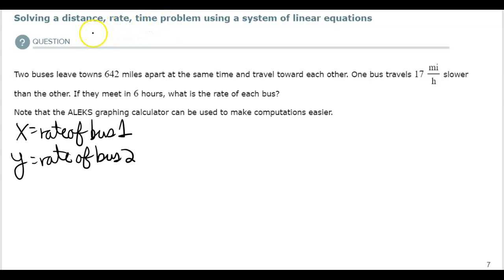So they're 642 miles apart, and if each of them traveled 6 hours, they would eventually get there because they'd meet in 6 hours. So we can set up this equation. So that's our first equation, and then we know bus 1 is 17 miles slower than the other. So bus 1 is 17 miles less than the second one.